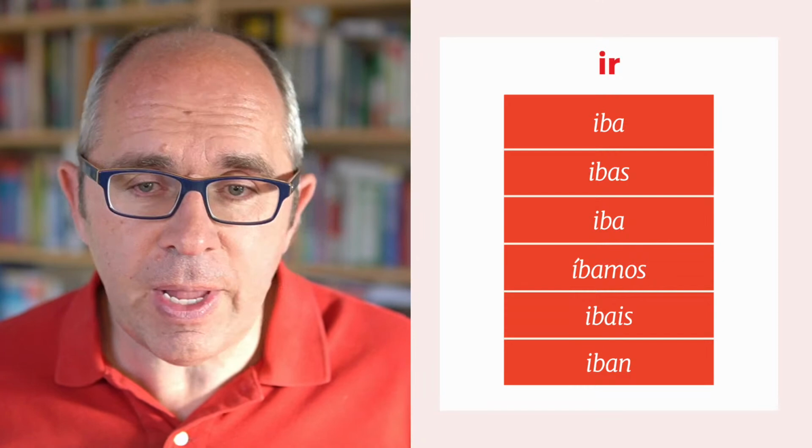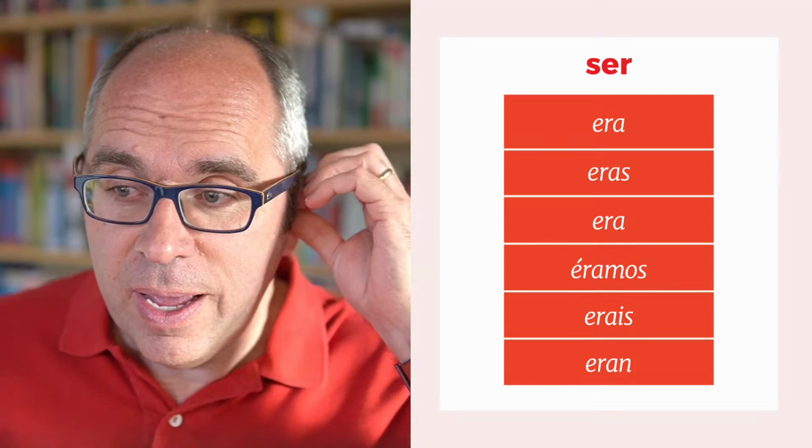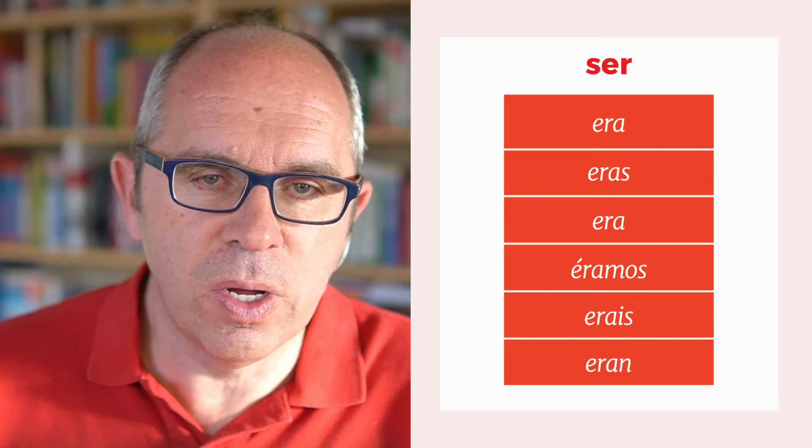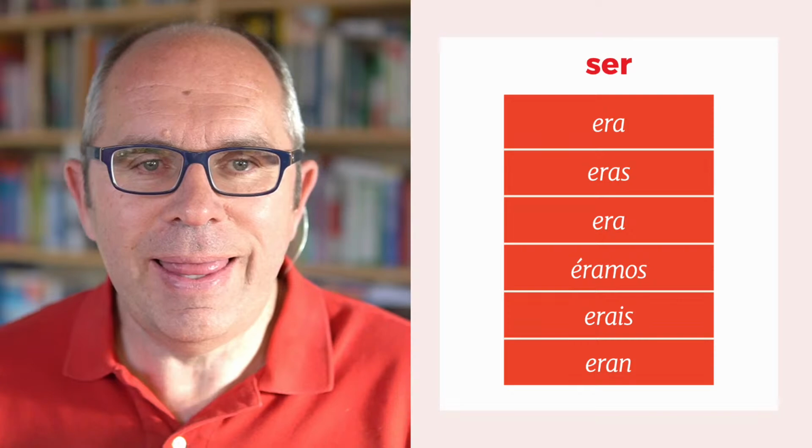Let's look at the other verb here. We've got ser, another very common verb, to be. And ser would be era, eras, era, éramos, erais, eran. So I was, you were, he was, she was, and so on. We were, you all were, and they were. So that's ser.